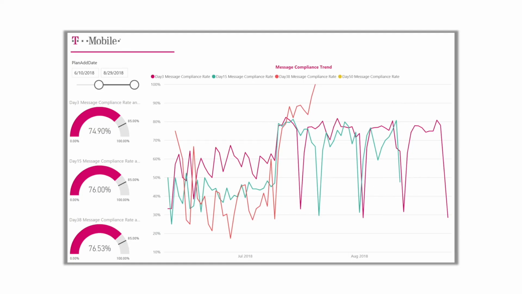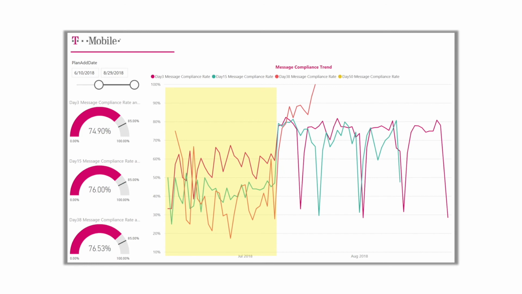The gauges on the left give us a quick indication of whether all the necessary messages are getting sent out. The target was 85%, but only about 75% of customers actually got their message. This quick view told the product managers that something was wrong with the system that was sending those text messages.